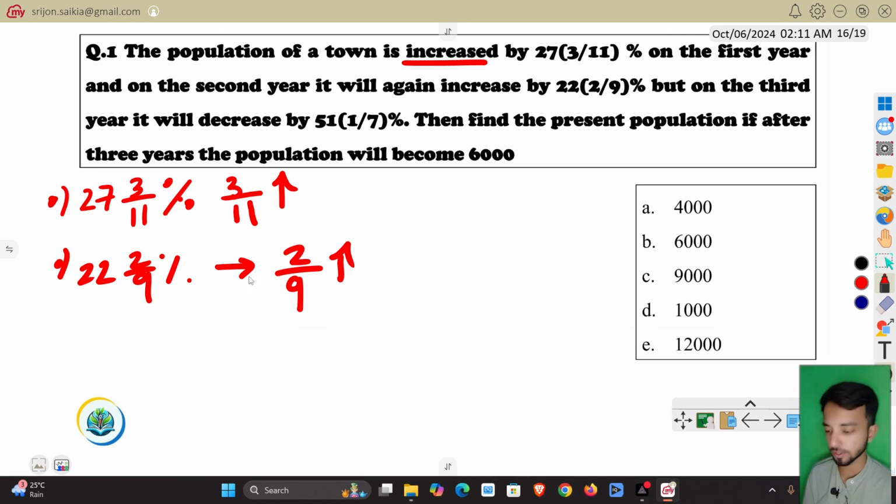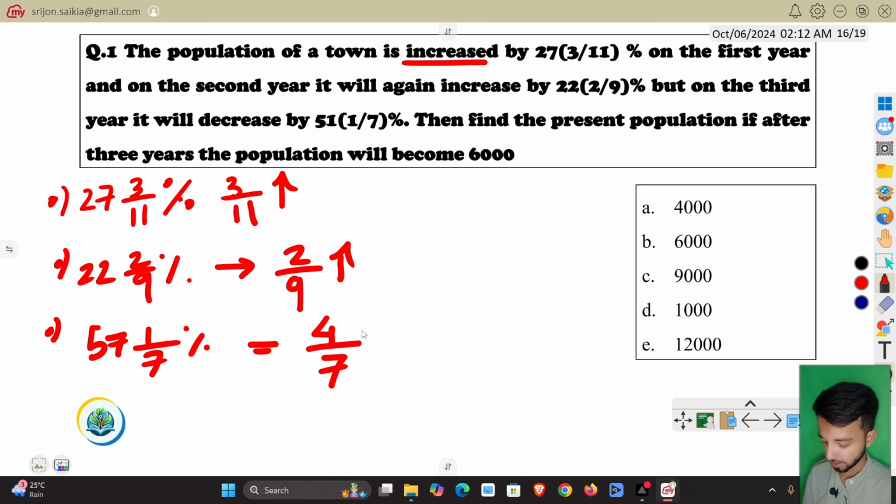It's an increase, so we'll write increase. Okay. Third one is 1 by 7, which is equal to 4 by 7. So for the third year there is a decrease. Okay, so we'll write it as decrease. Now what do you need to do?